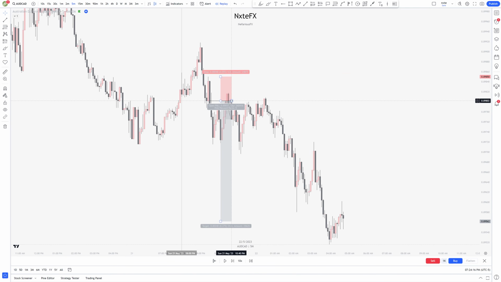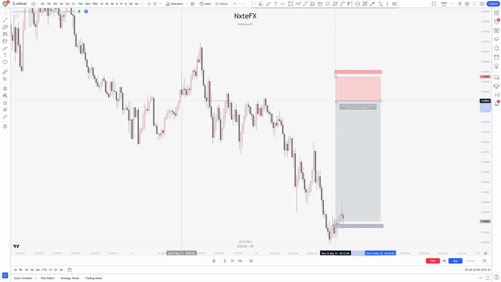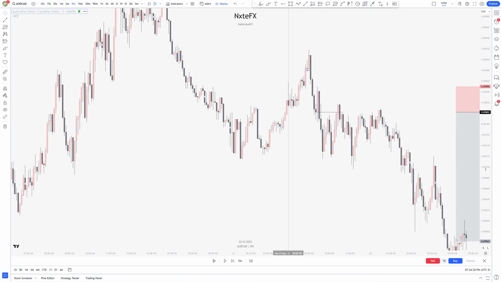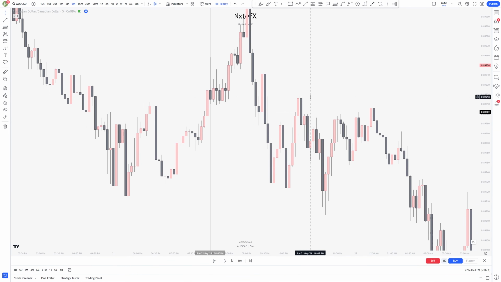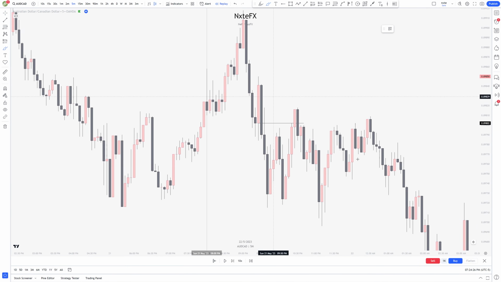I'll keep this here. I'll keep that there. Now, let's still talk about order blocks, right? So again, in a bearish argument, every up candle becomes an order block. So here we could have this as an order block. Here we could have this as an order block. You can even use the whole body. That's perfectly fine.